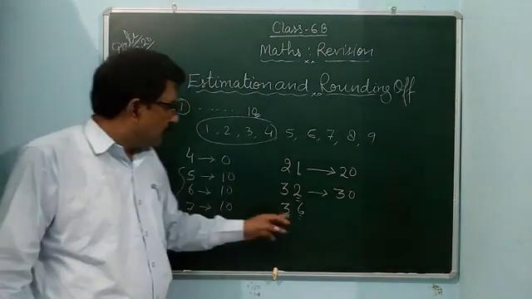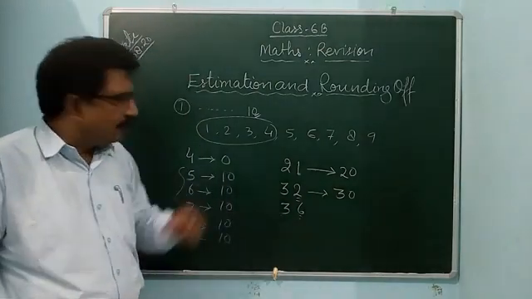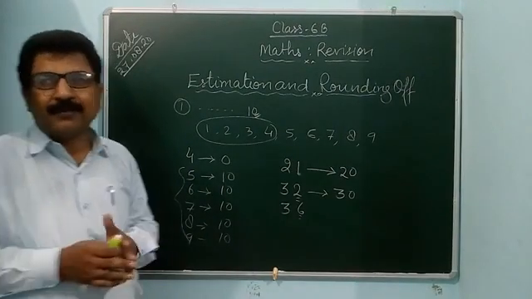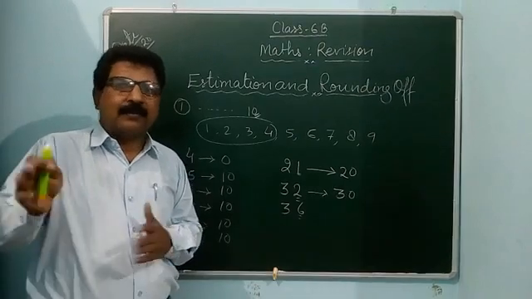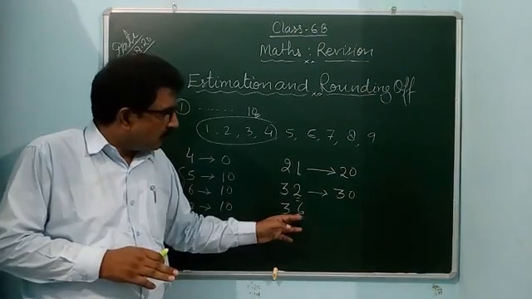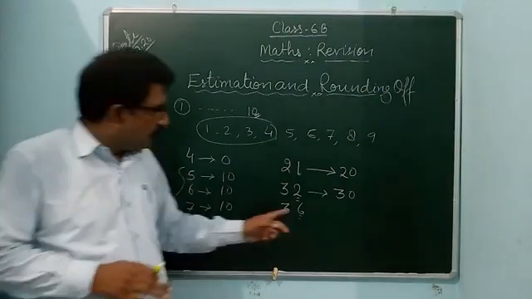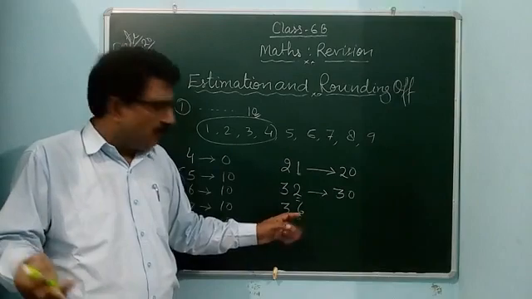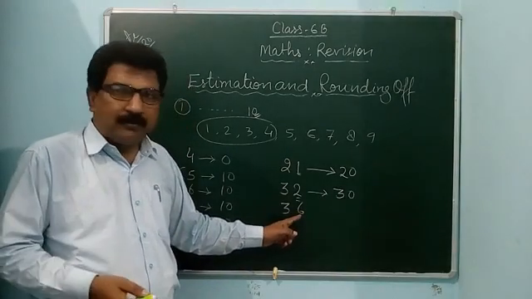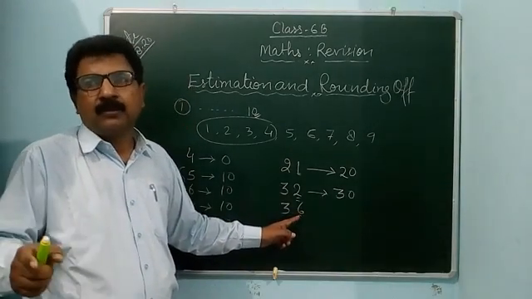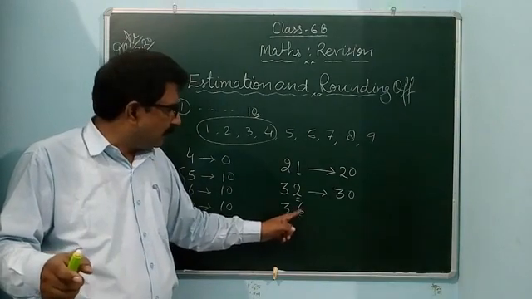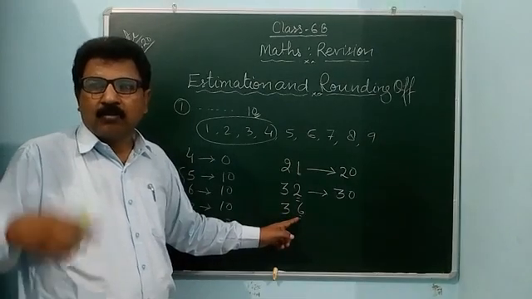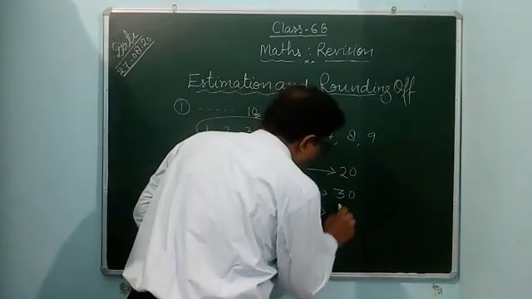But see 36. The last digit is 6, which is more than 5. It lies between 5 and 10. So at the ones place it becomes 10, the ones place will be 0, and 1 will be added to the tens place. So 36 will be 40, the next number.